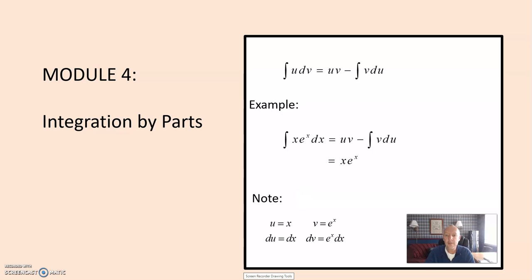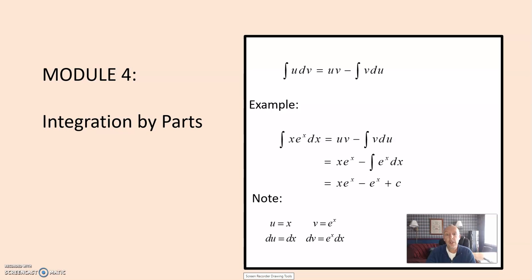So we substitute in the values for u and v. So our integral is equal to x times e to the x. And then continuing, we will subtract the integral of e to the x with respect to dx. Now notice this integral, the integral of e to the x, is something we do know how to integrate.